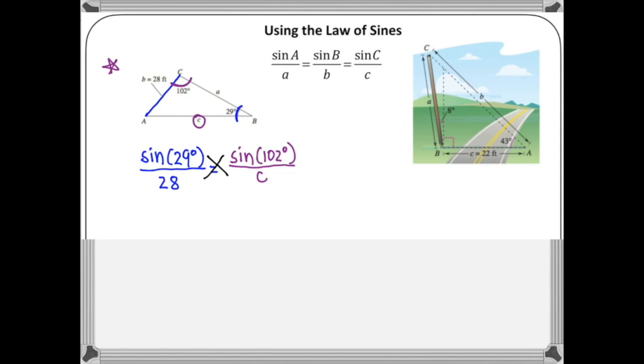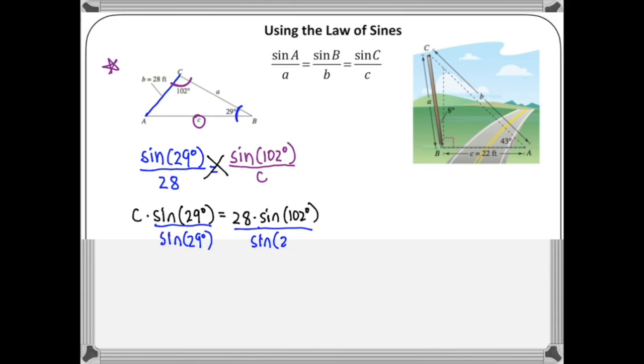And what we're going to do is that we would have crossing, we would have C times the sine of 29 degrees equals 28 times the sine of 102 degrees. And then divide each side by the sine of 29 degrees, like so. And that is going to give us C equals 28 times the sine of 102 degrees all over the sine of 29.